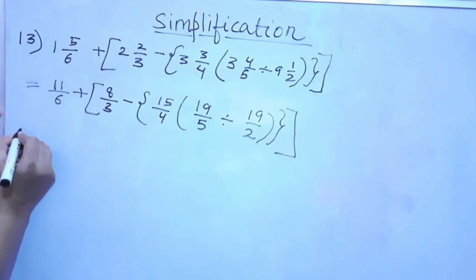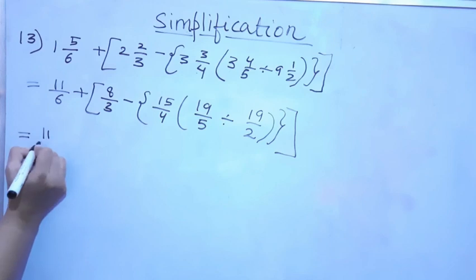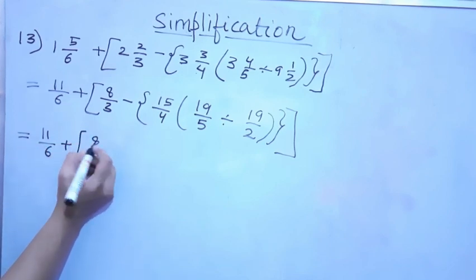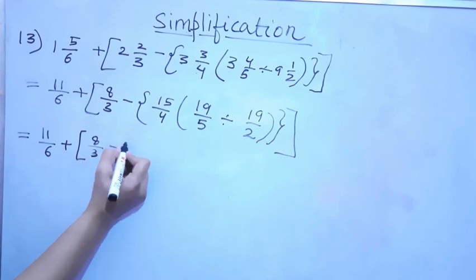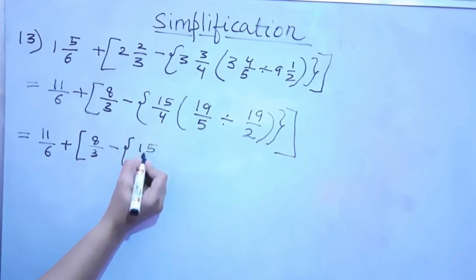Now what is the next step? Which bracket are we going to remove first? If you know the answer, you can comment down in the comment section. As per the rule, the small bracket is going to be removed first. We can call it small bracket, we can also call it parenthesis. So I am removing the parenthesis first.